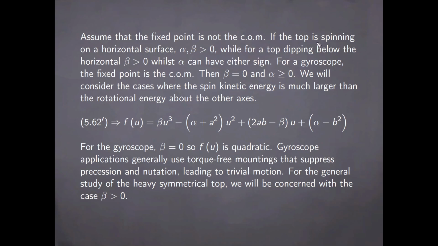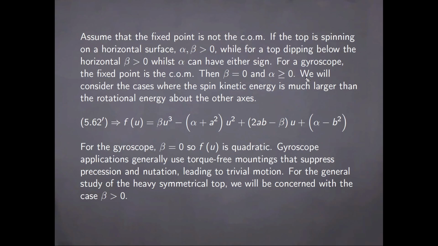Then if the top is spinning on a horizontal surface, both quantities alpha and beta that were previously defined are positive, while in the case of a top that is allowed to dip below the horizontal, beta remains positive, but alpha can have either sign. In the case of a gyroscope, in that particular situation, the fixed point is the center of mass, and in that case beta is equal to 0, while alpha is always equal to or greater than 0.